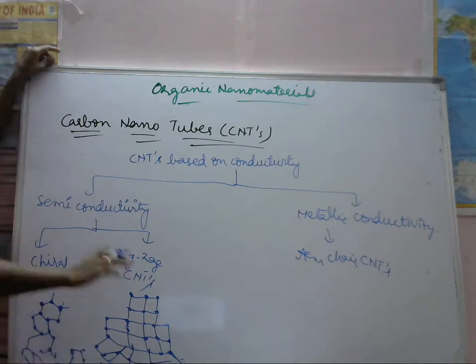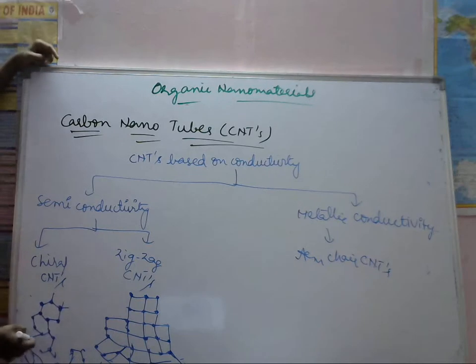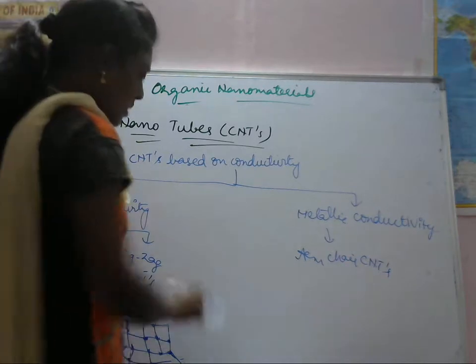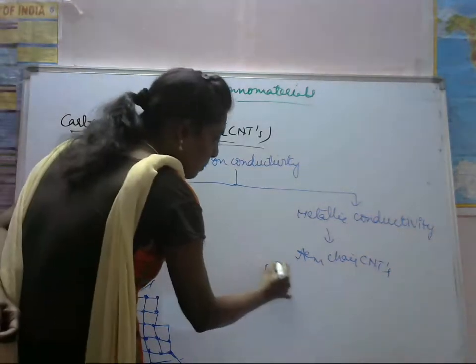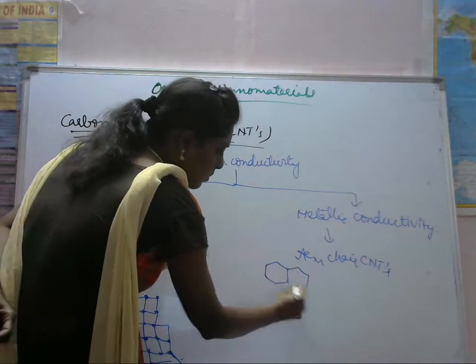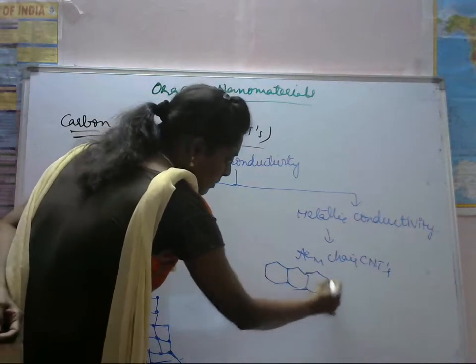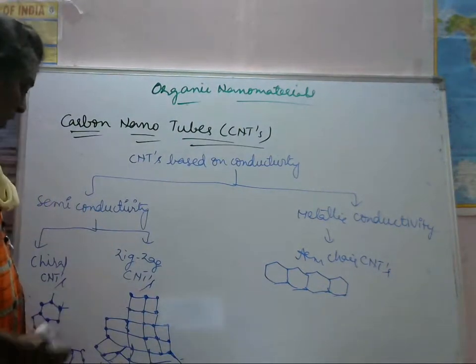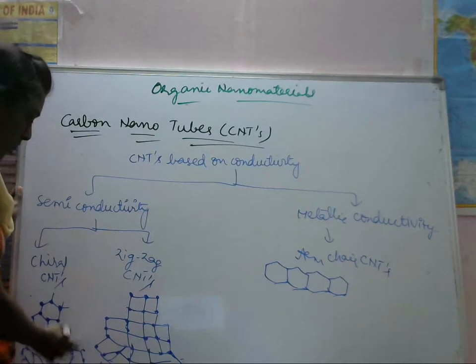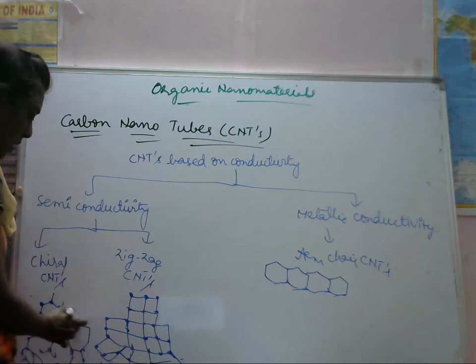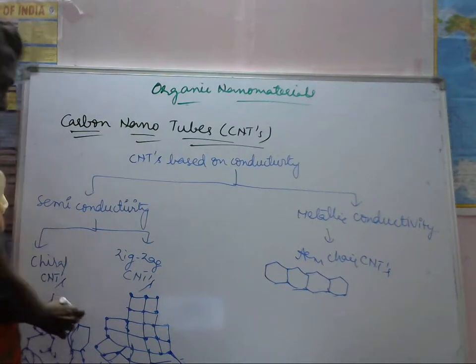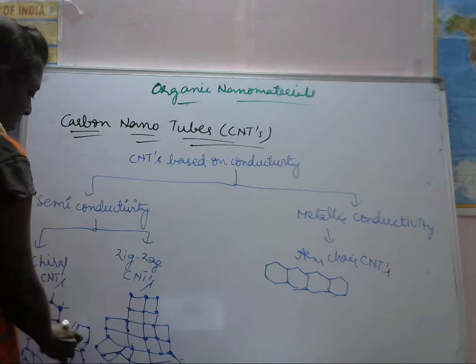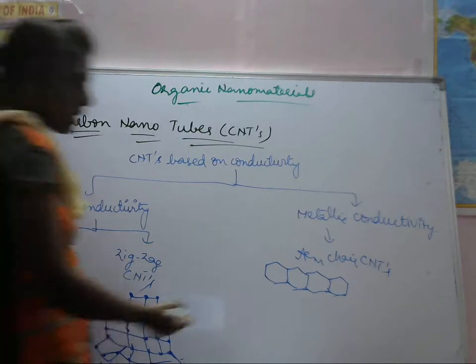So this chain extends. Okay, so every carbon is a chiral carbon. Okay, chiral carbon. Let's see the armchair one. Here it has a zigzag shape and chiral carbons will be there. Okay, here this chain extends like this. So this is the carbon chain.